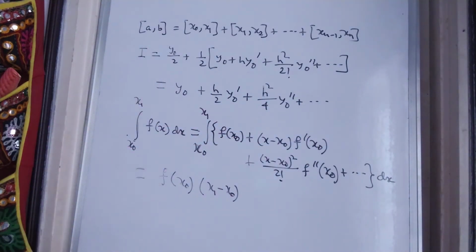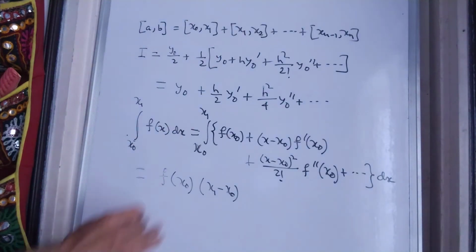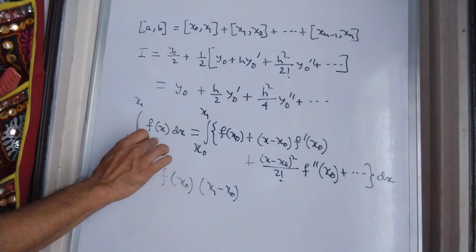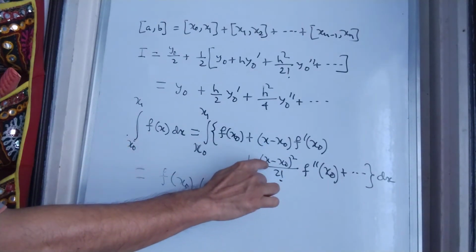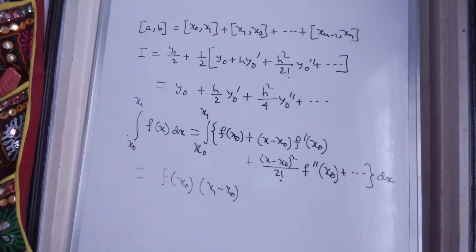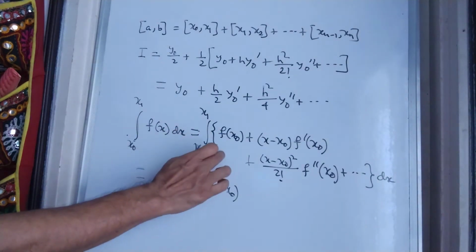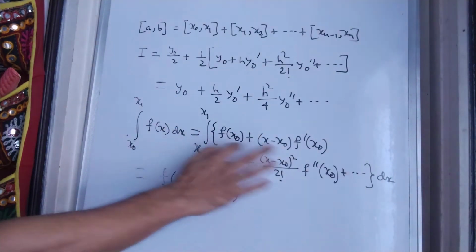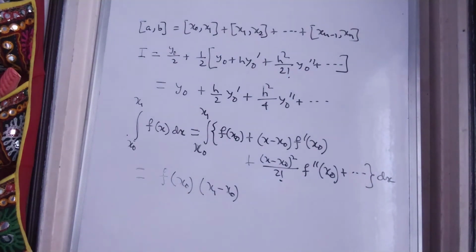Now we tend to evaluate the actual integral x0 to x1 f(x) dx, where we replace f(x) by the Taylor's expansion with the approximating point x, which is very near to x0. So we are calculating the actual integral. This is the actual integral term by term. So what is the first term? f(x0) dx. It becomes f(x0) (x1 minus x0).